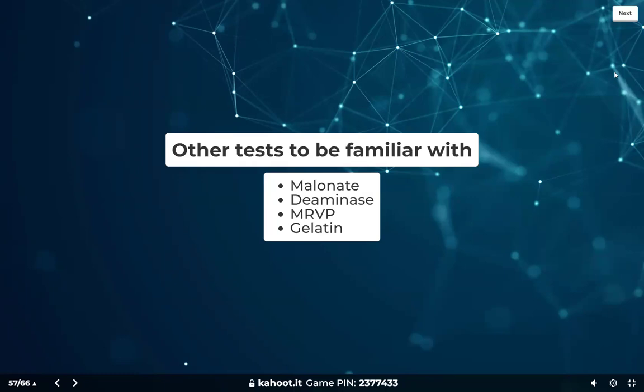MRVP is methyl red and Voges-Proskauer. These are technically two tests. We start with one MRVP tube. When we test for methyl red, you add methyl red and you look for it to turn red. Red is positive. Orange is negative for that one.